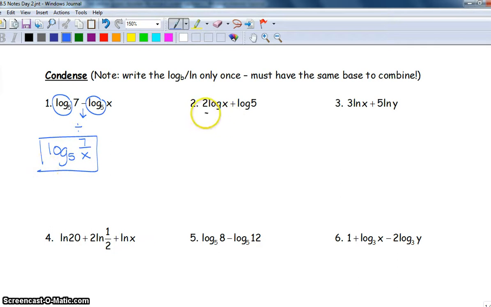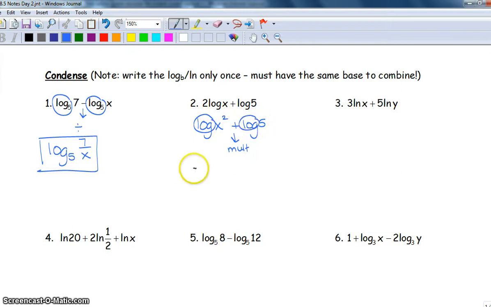We look at number 2. If I've got 2 times log of x, anytime there's a number out front, the only way that number out front gets there is if it was an exponent. So this is really log of x squared plus log of 5. And when we look at the addition sign, that means that I had multiplication.